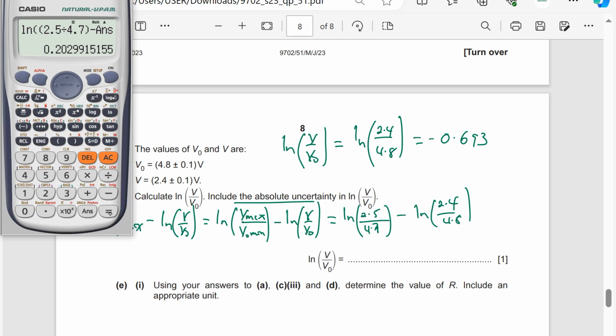Is it? Let me check it again. Maybe there's wrong algebra. ln of 2.5 divided by 4.7 is that one. Then minus. Okay, so let me first write this.